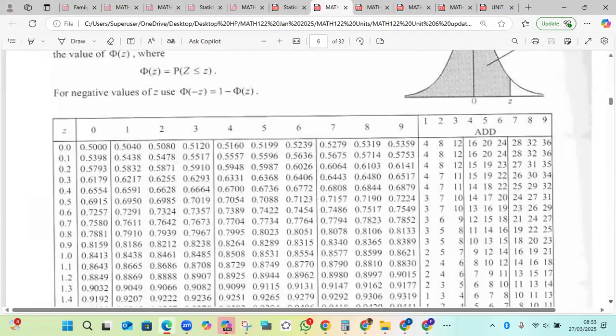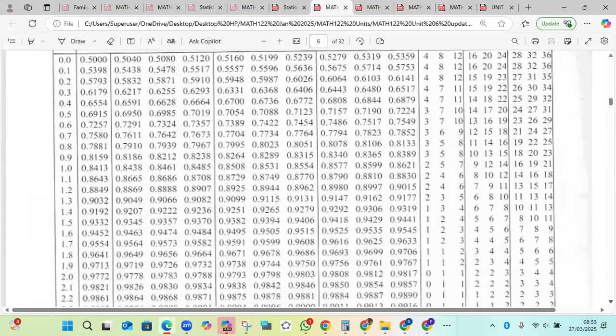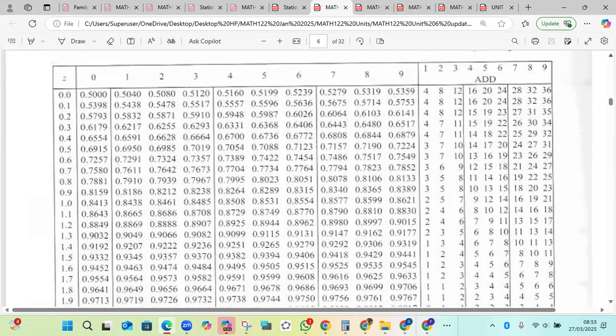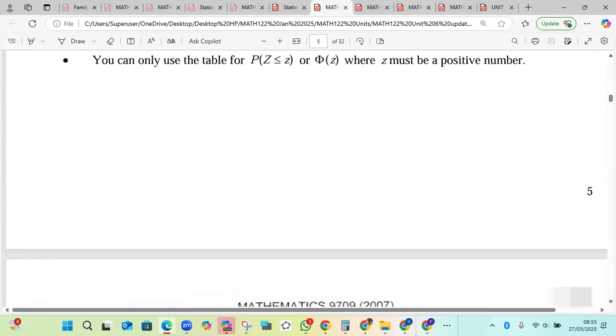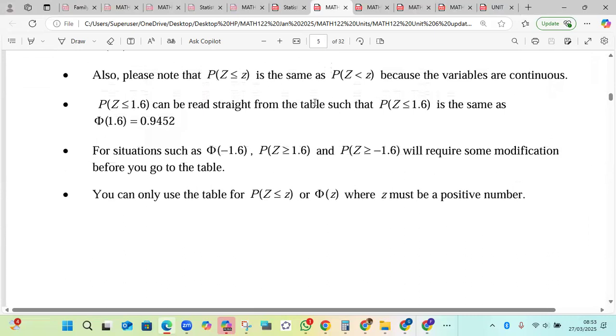So you want to find phi of 1.6. So you look for 1.6. These are the z's. That's the first decimal place, and that's the second decimal place, and that's the add-on. We'll talk more about this table later. Look for 1.60, 0.9452. So that's where that 0.9452 came about.